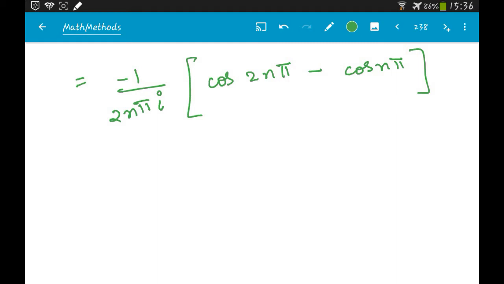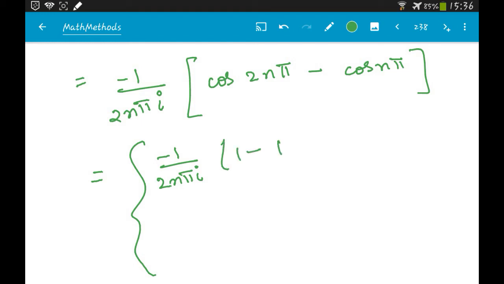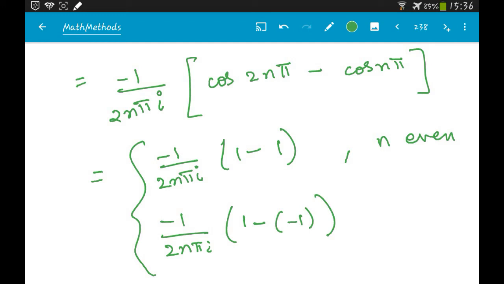Okay, so now let's look at when n is even or odd. When n is even, you would have cos 2nπ would also be 1 and cos nπ would also be 1. So 1 minus 1 is 0. And when n is odd, you would have cos 2nπ would be 1 but cos nπ would be minus 1.